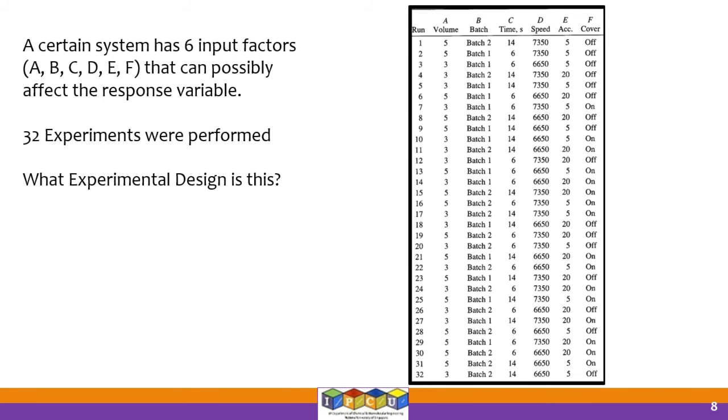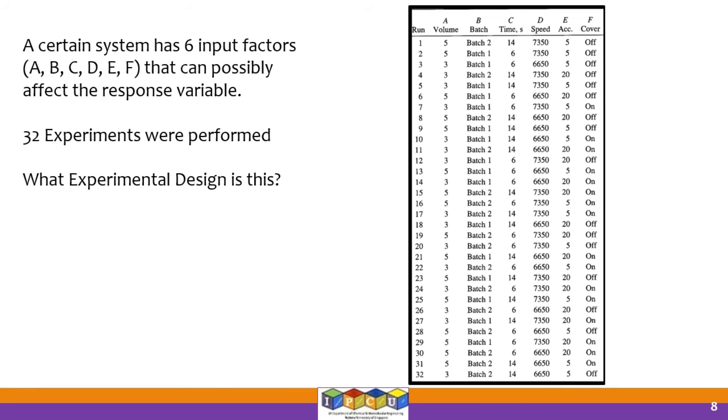Now, this is a simple question. A certain system has 6 input factors, A, B, C, D, E, and F. The question is, 32 experiments were performed, and what kind of an experimental design is this?